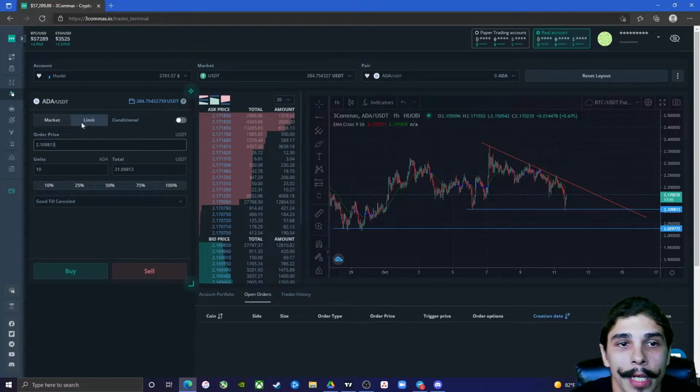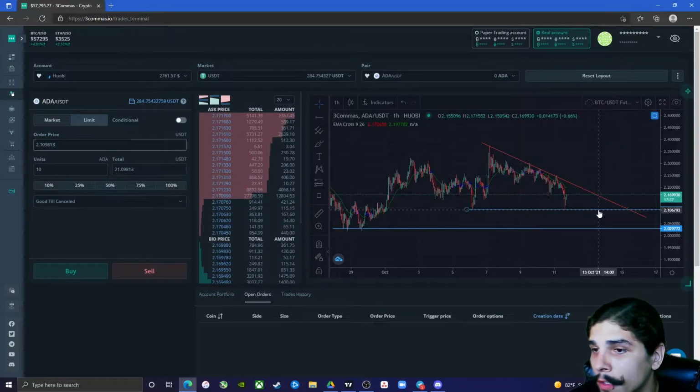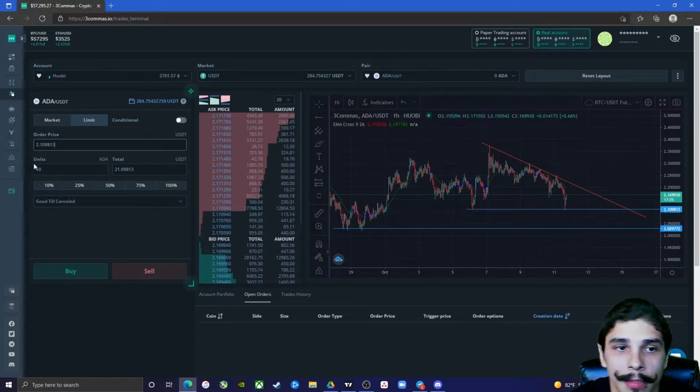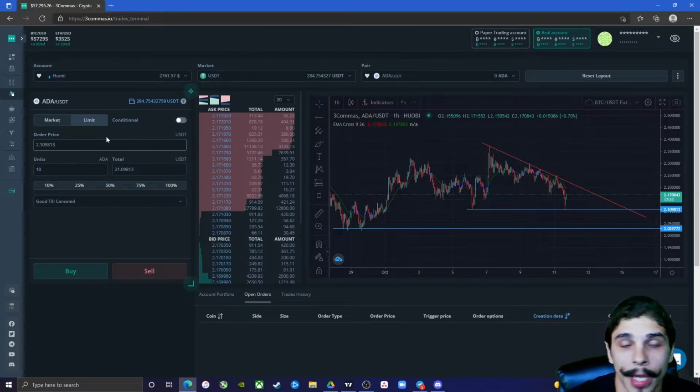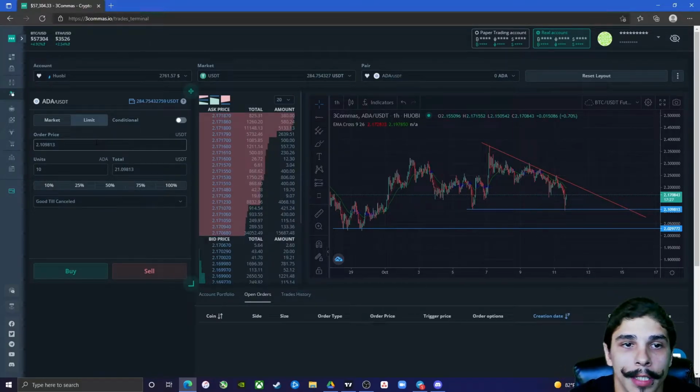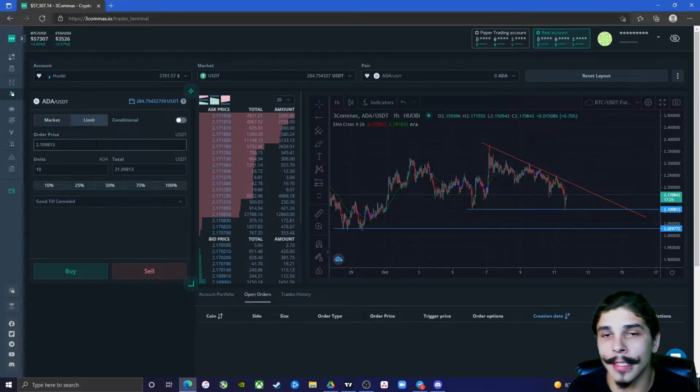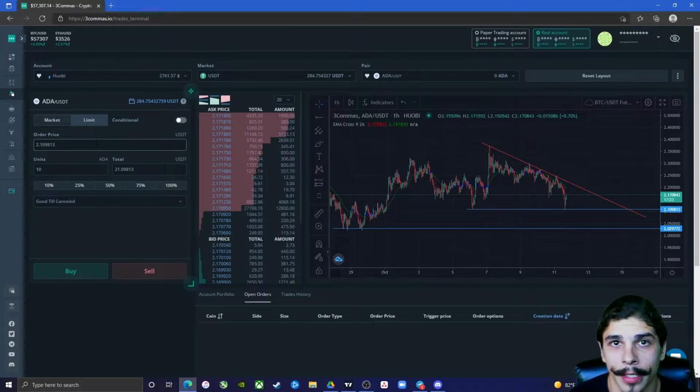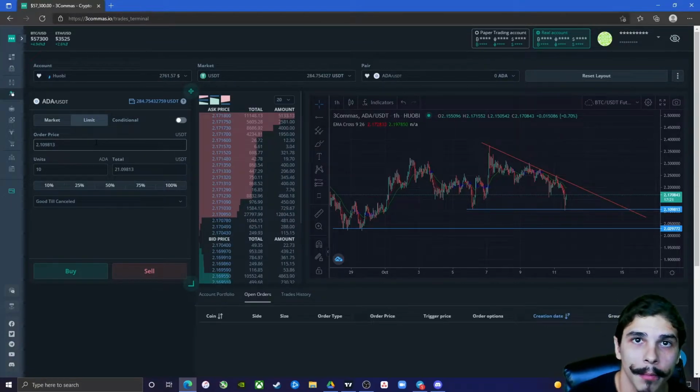So we are using a limit order here, and that means that we want to buy Cardano at this price. We want to buy this many units at this price, and if we can't get that filled, then we don't want to take the trade. So this adds liquidity to the market. This makes you a maker, right?